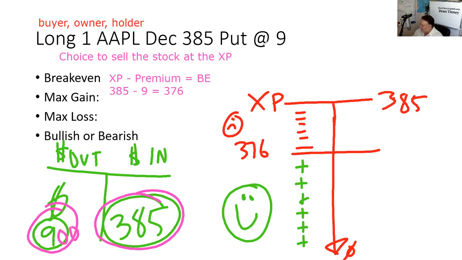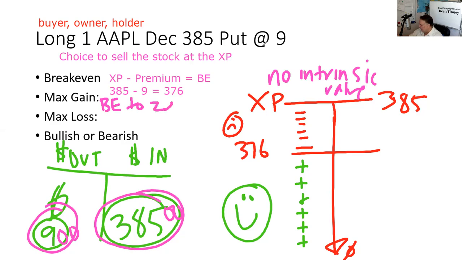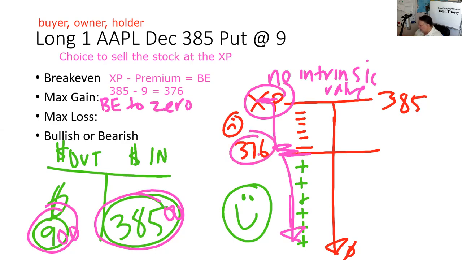Again, I wouldn't put this here and I wouldn't put this here. I highly recommend you do things on a per share basis. Above here, by the way, no intrinsic value, contract expires, and we lose our money. Anyways, max gain is break even to 0 when the stock goes from the strike price less premium, break even, all the way to 0. So you can think of this as strike price less premium to 0, or break even.